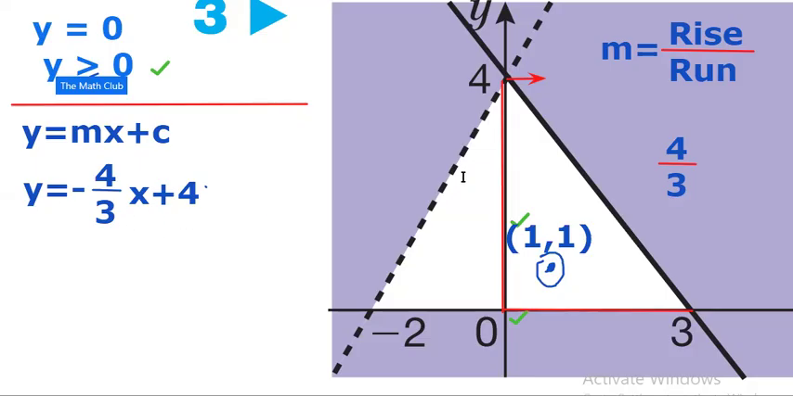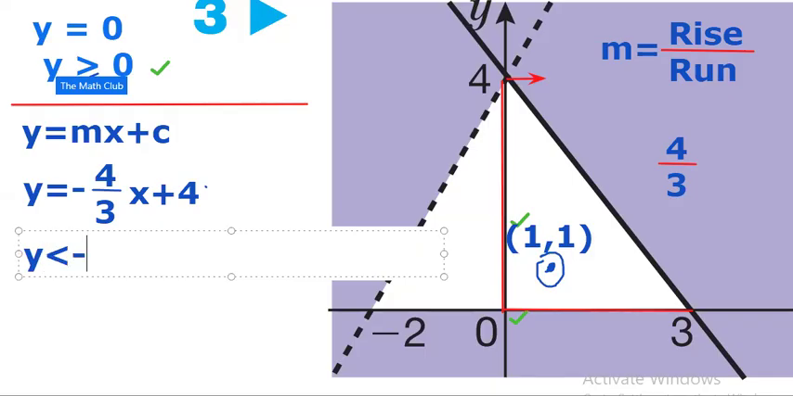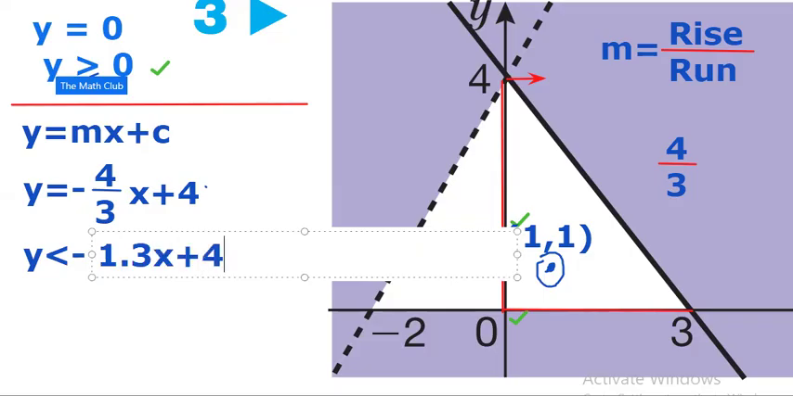Same idea. I'm going to use it to check this line, okay? So as we said, this point is under this line, so it's smaller than. So the final inequality will be like this. Y is smaller than negative 4 over 3. I'll write it here. You can write it 1.3, same idea. X plus 4. Okay. So that's the final inequality for this line.